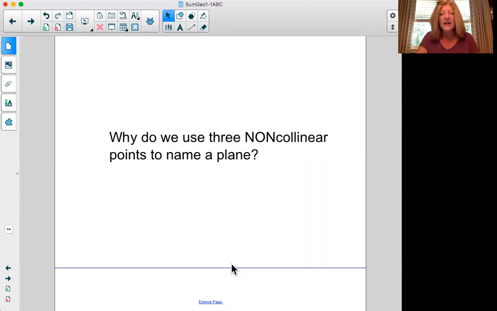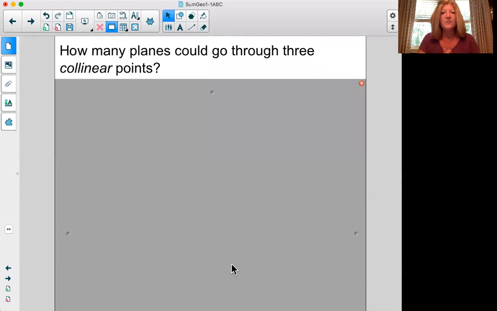In order to answer that question, to really understand it, I want you to pause the video and think about this question and then press play to continue. How many planes could go through 3 points that are collinear? So in other words, if there were 3 points on the same line, how many planes? Here's one, here's one, here's one.